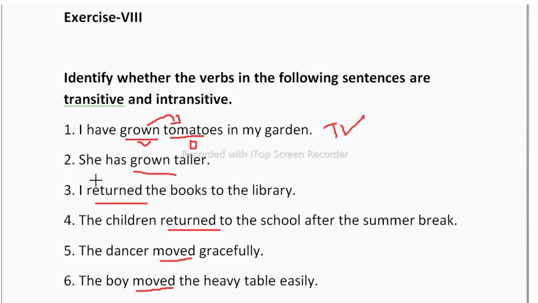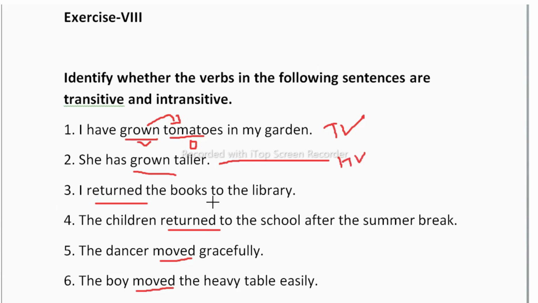Now let's see the second one. She has grown taller. Here no object is missing. So she has grown. Is there any receiver of the action? No receiver. So that must be an intransitive verb. Intransitive verb. Now let's read the next one.